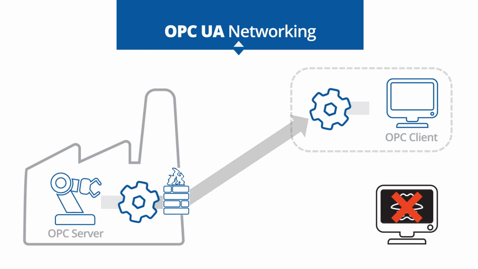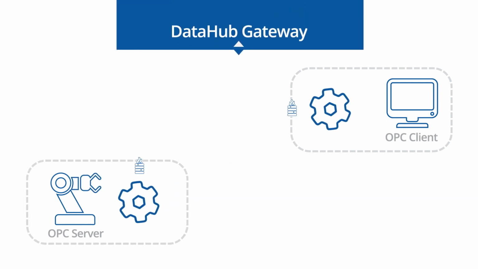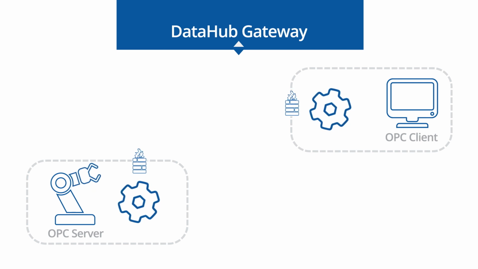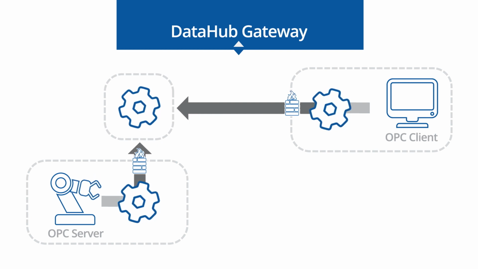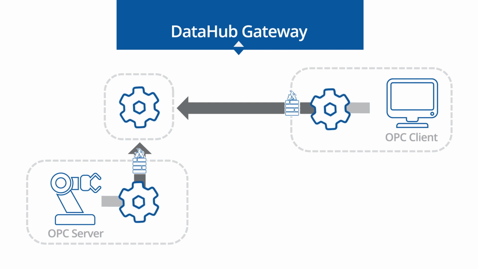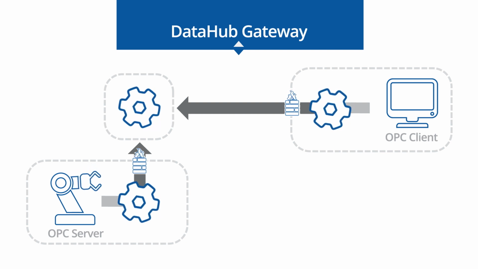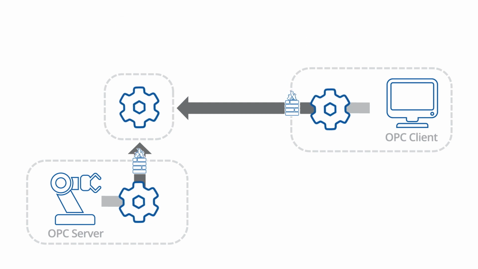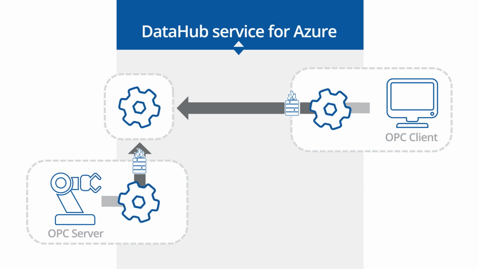Now we can take it a step further. DataHub's unique architecture lets you close the firewall on the client side as well. Add a DataHub gateway in the middle, then both server and client can make outbound connections to the gateway. Once connected, data flows securely between the plant and remote networks. And finally, if you don't want to set up your own gateway, use the DataHub service for Azure, a managed DataHub gateway in the cloud.